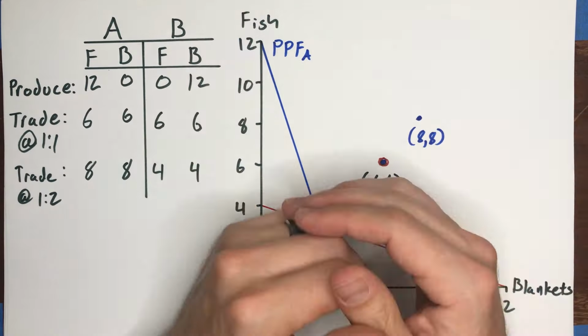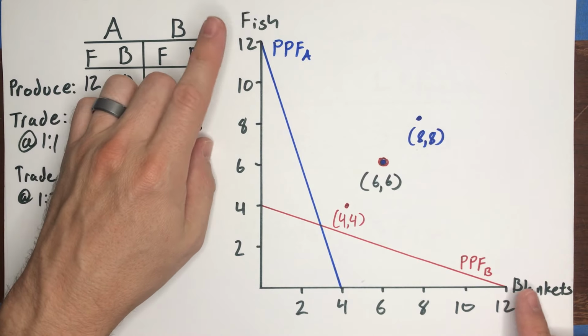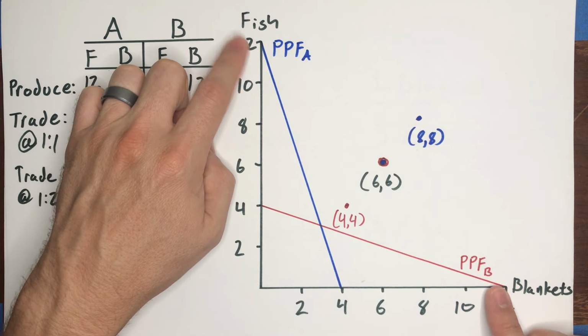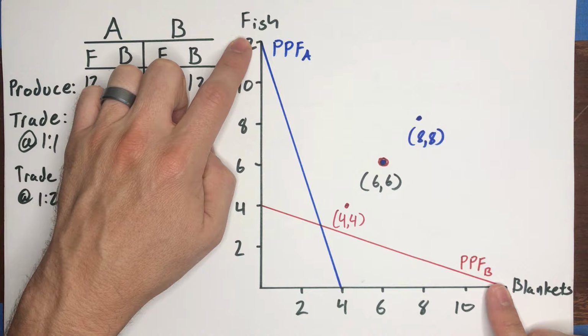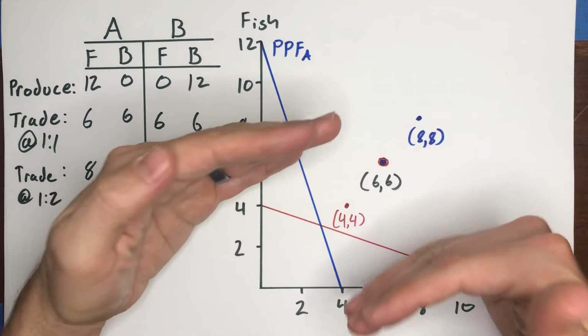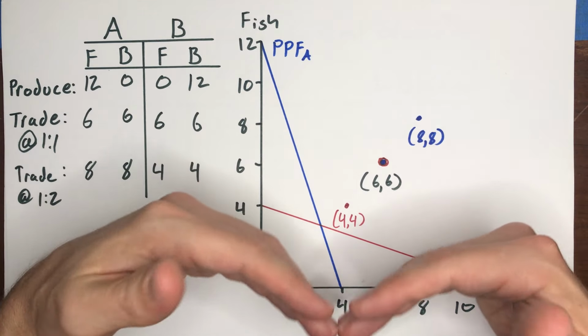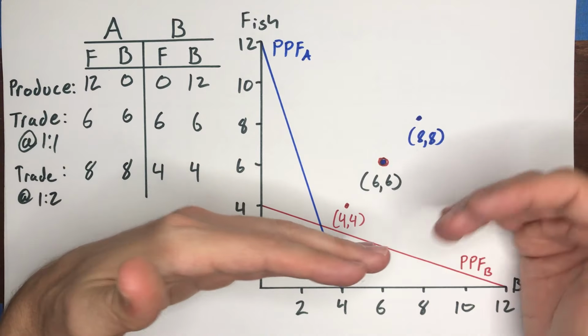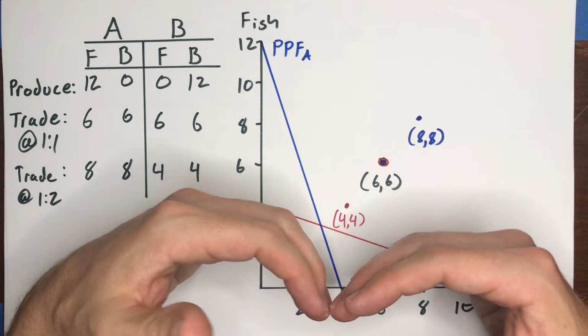In the next video, we're going to relax the assumption that Alice and Bob are each better at one thing than the other is, and see if both parties are still better off when one of them is better at producing both things than the other is.